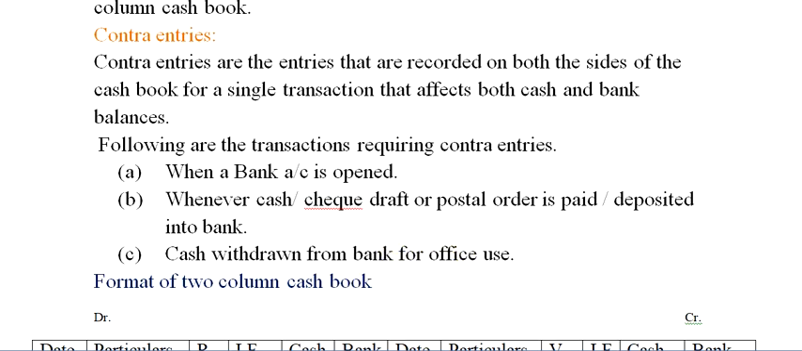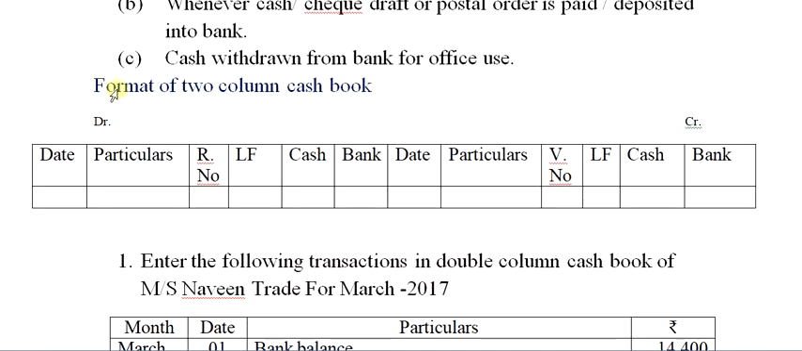Now we can move to the format of the 2-column cash book. In the format of the 2-column cash book, on the debit side as well as the credit side, you can see date, particulars, receipt number, ledger folio, cash, bank, rupees. And on the credit side: date, particulars, voucher number, ledger folio, cash, bank, rupees. It is the same as the simple cash book, but one more column is extra, that is the bank column, on both sides. So the format is very simple.